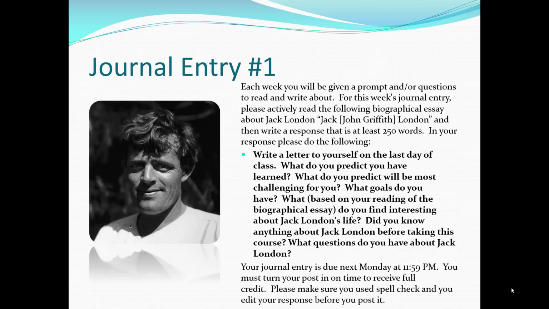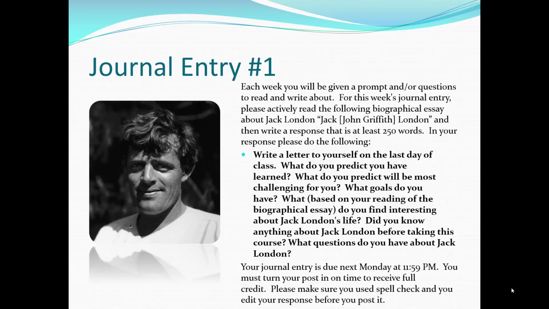So here is your first journal entry. Each week you'll be given a prompt and or questions to read and write about. For this week's journal entry, please actively read the following biographical essay about Jack London, Jack John Griffith London, and then write a response that is at least 250 words. In your response, please do the following.